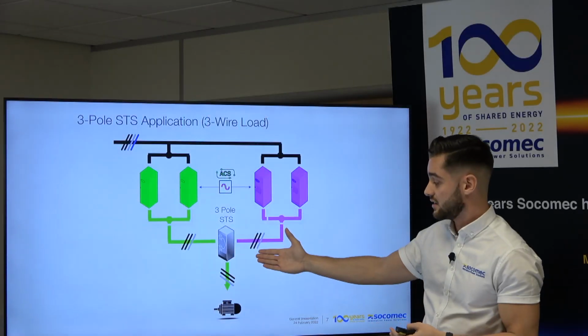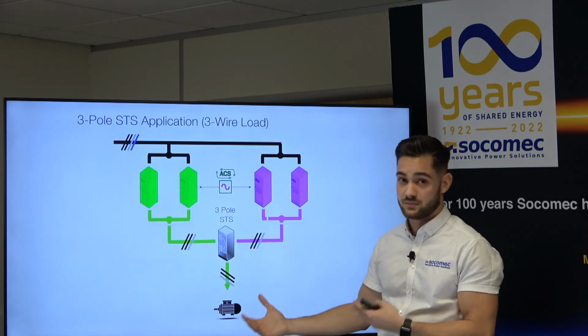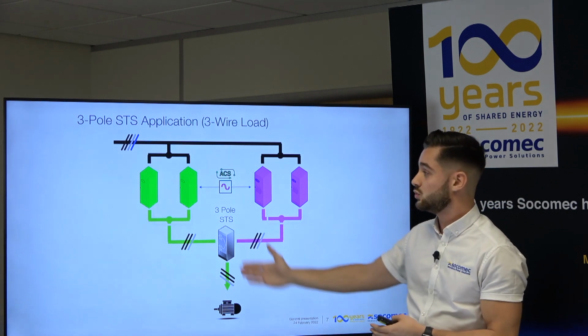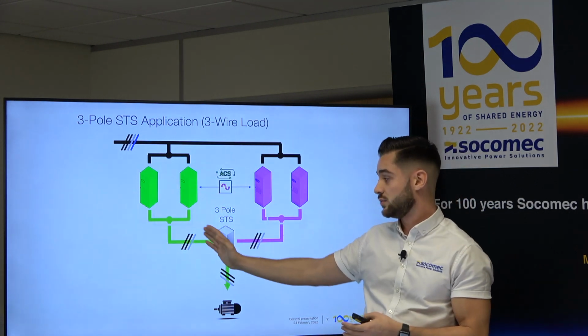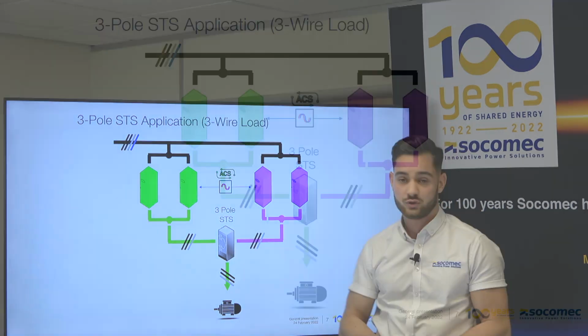And as you can see here, because you've got a motor load, you don't need the neutral for the load. It's only a three-phase motor, so you would only get a three-wire, three-pole device. It means that you wouldn't connect the neutral from the supply to the STS. You would only connect the three phases, and the same on the output of the STS.